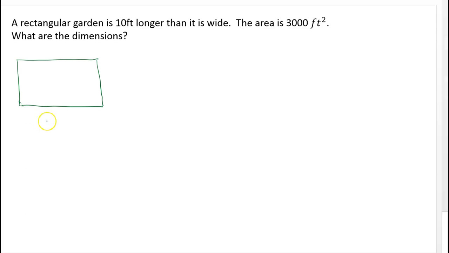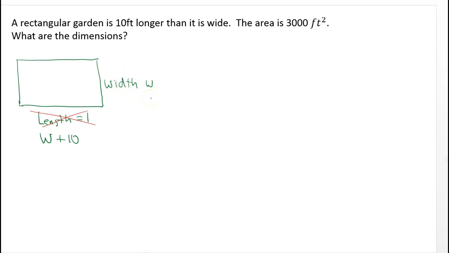Let's use that. So we're going to say L is the length, and W is the width. But notice it says the rectangular garden is 10 feet longer than it is wide. Okay, so we know a little something about the length. L is longer than it is wide in terms of W. So instead of calling the length L, we could just call the length W plus 10. That would make our length 10 feet longer than it is wide, right?